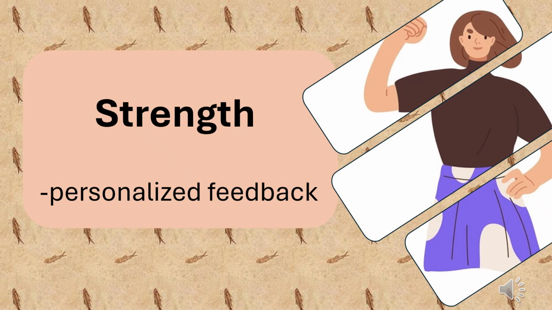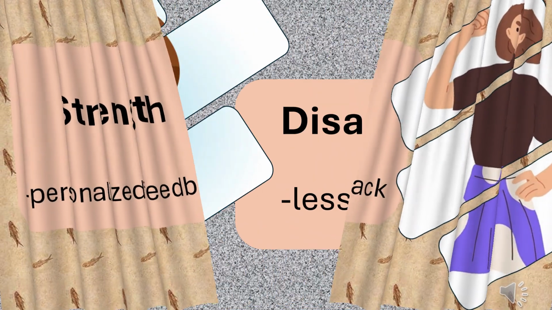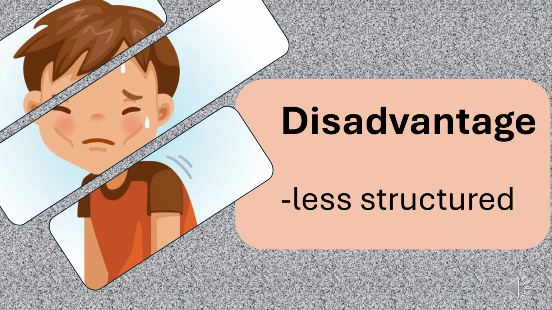The strength of single point rubrics is that they are very focused and give personalized feedback, encouraging students to grow and do better. However, the disadvantage of this rubric is that it can be less structured and more time consuming, since the teacher has to write comments for each student.